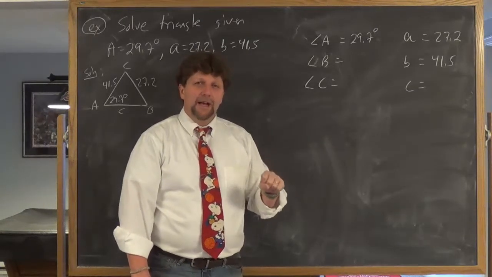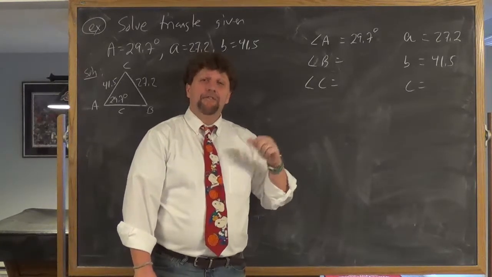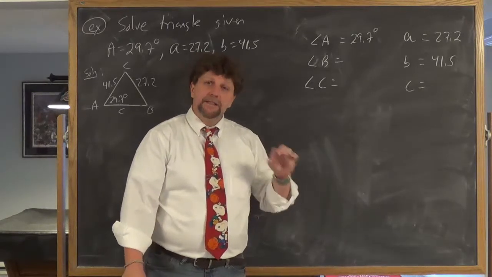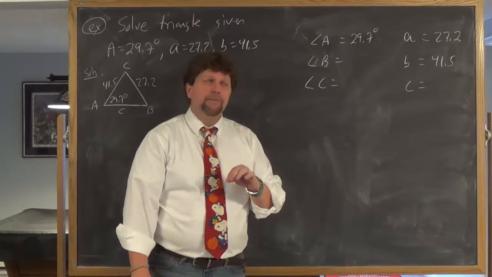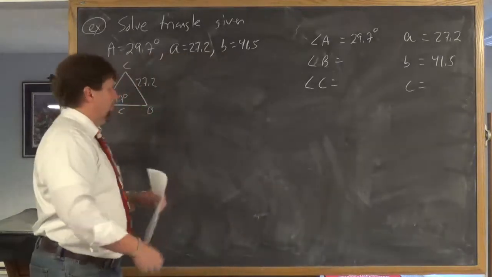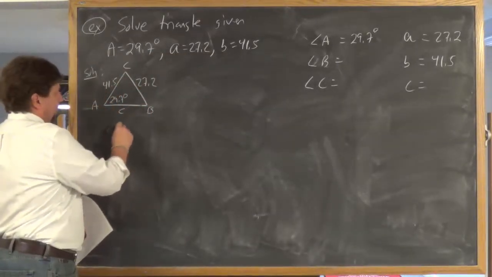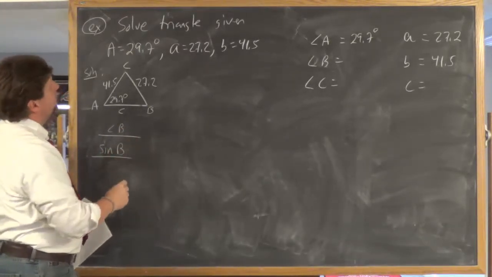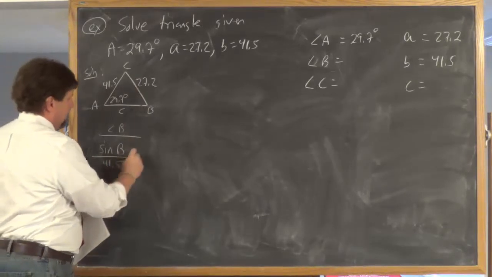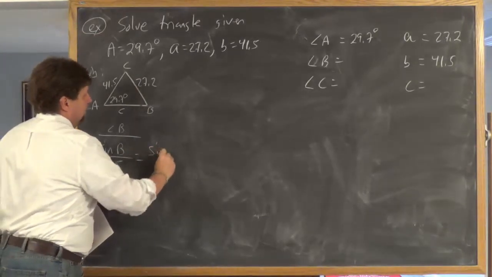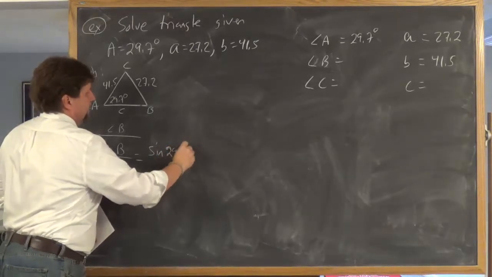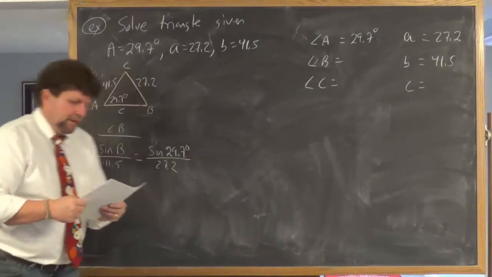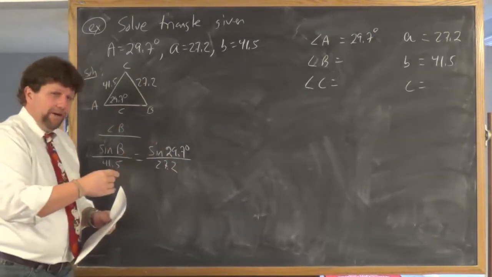And I have to use the law of sines. So again, I have to find an angle first using the law of sines. I get worried. 0, 1, or 2 triangles are possible now. But I proceed as I did before. So here I go, finding angle B. I have the sine of B over 41.5 equals the sine of A, sine of 29.7 degrees, over side A, 27.2. Okay, now I would multiply both sides by 41.5.